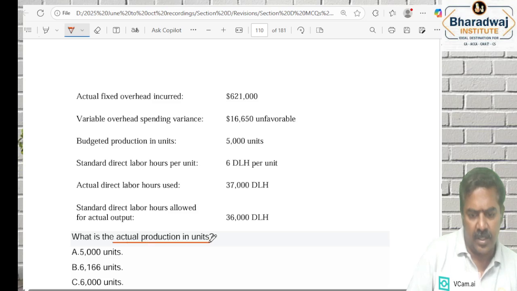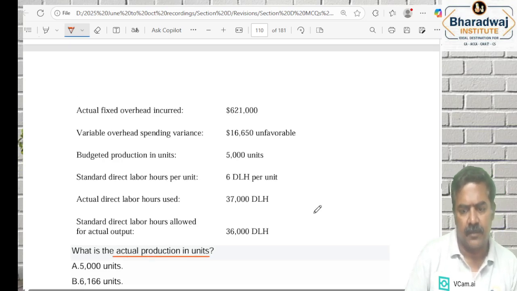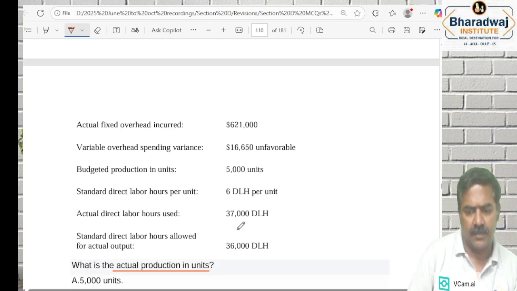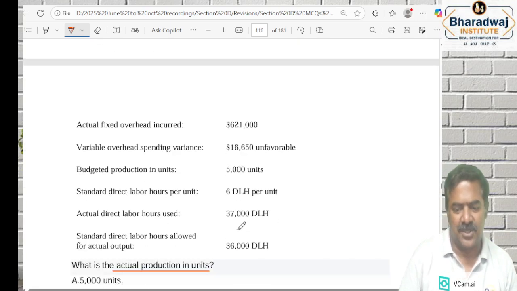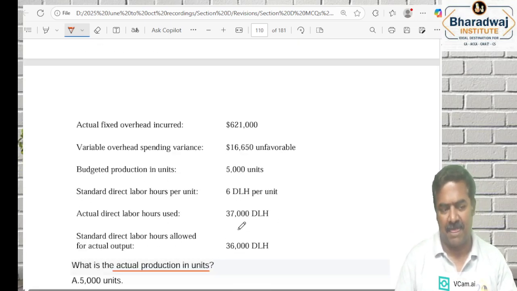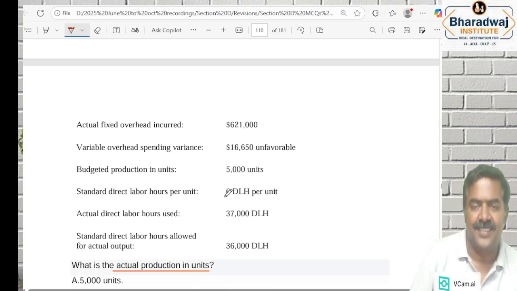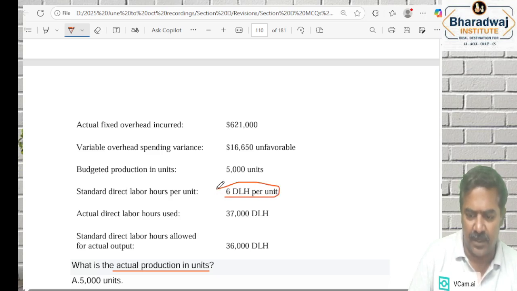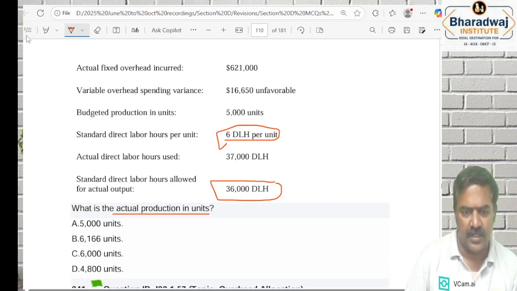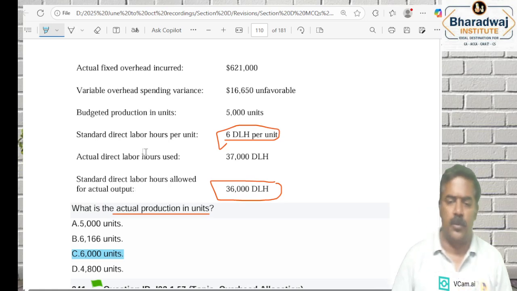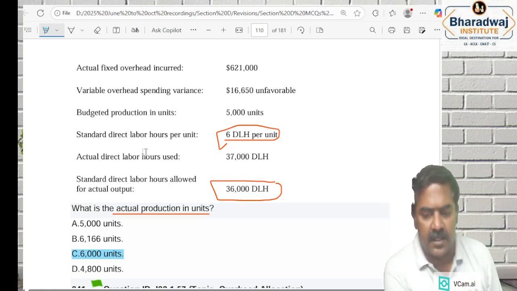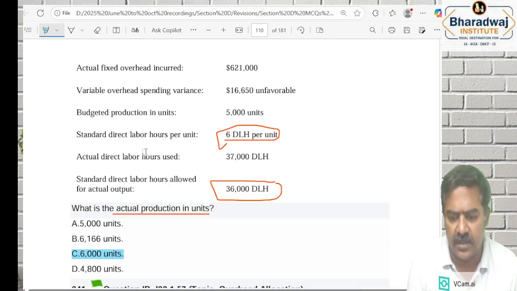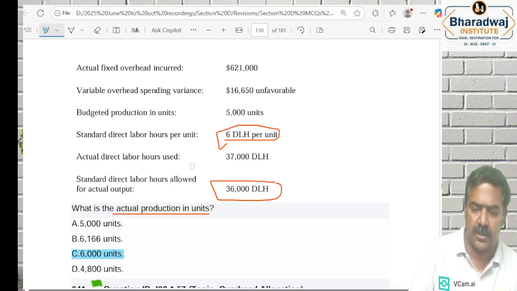Same question. What is the actual production units? They ask you what is the actual production units. Simple one line answer. What is the hours allowed for actual output? 36,000. Per unit 6 hours allowed, so 36,000 divided by 6 is 6,000 units.